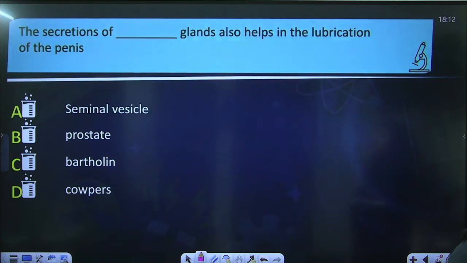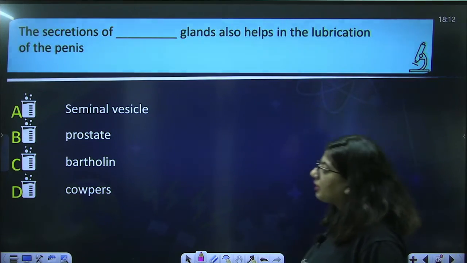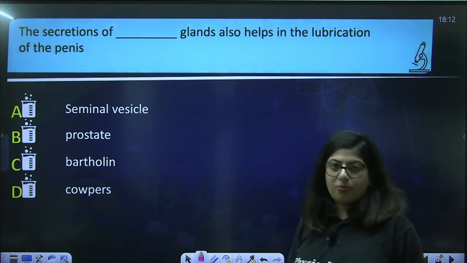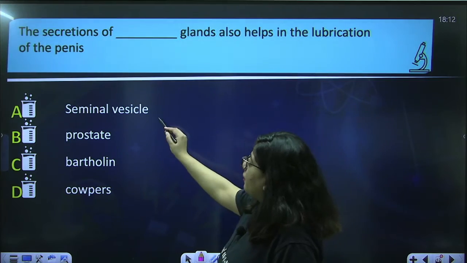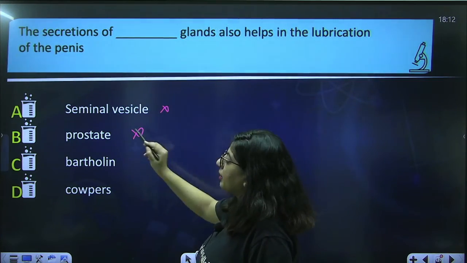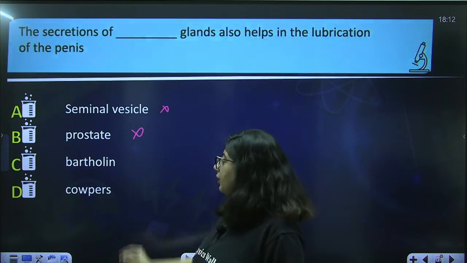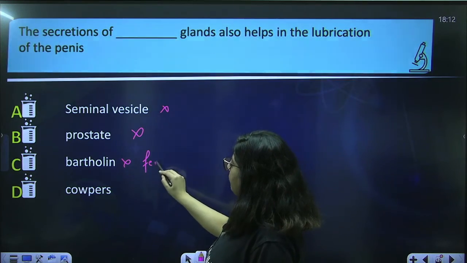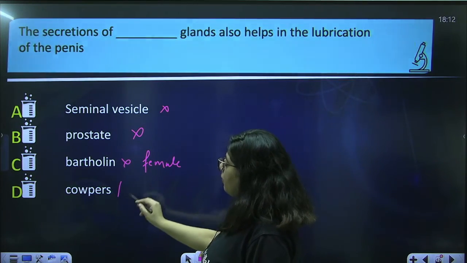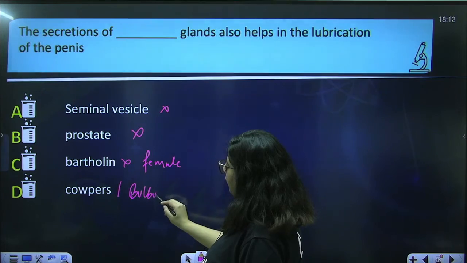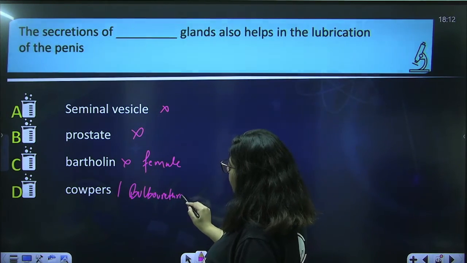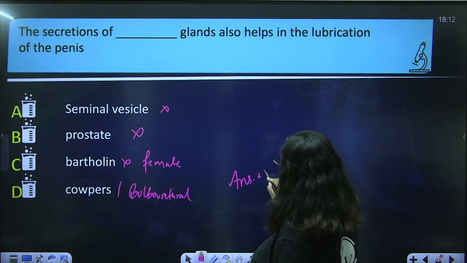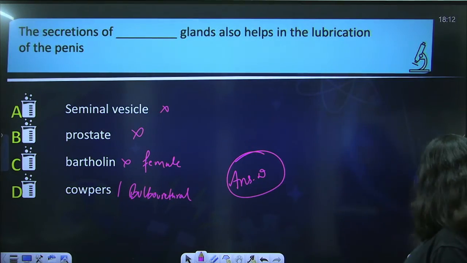Next, the secretions of dash glands also help in the lubrication of the penis: seminal vesicle, prostate, Bartholin, Cowper's gland. So the seminal vesicle has a different role. Prostate secretions give calcium ions. Bartholin is present in female, whereas Cowper or bulbourethral is a male gland, and it helps in lubrication. So the answer is D. Okay.